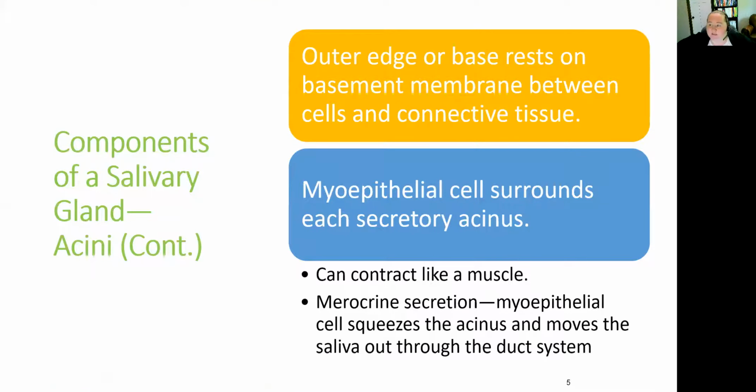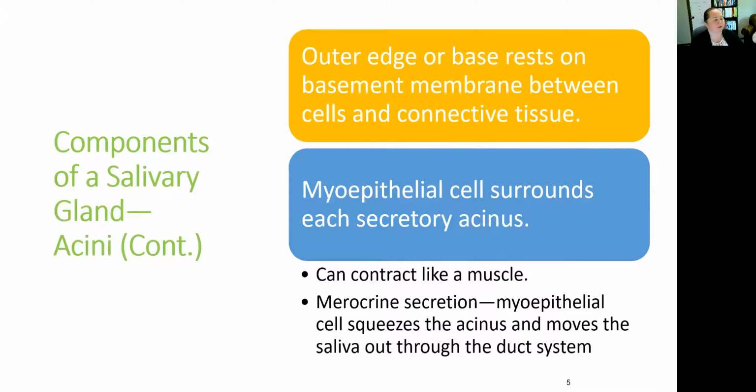The outer edge or base of the acini rests on the basement membrane. It does rest up against the connective tissue. The myoepithelial cells surround each of the secretory acinus, and they can contract just like a muscle. All right. That merocrine secretion is the myoepithelial cell squeezing that acinus and moving the saliva out through the duct system. So what do you think might trigger that?